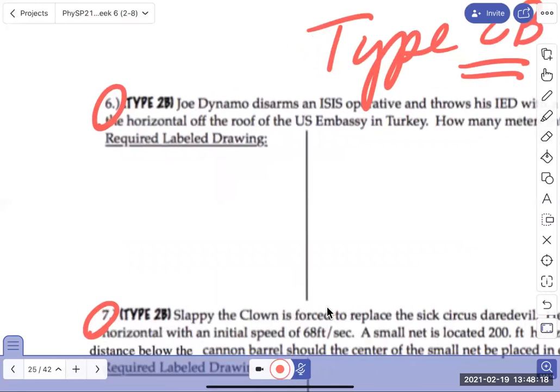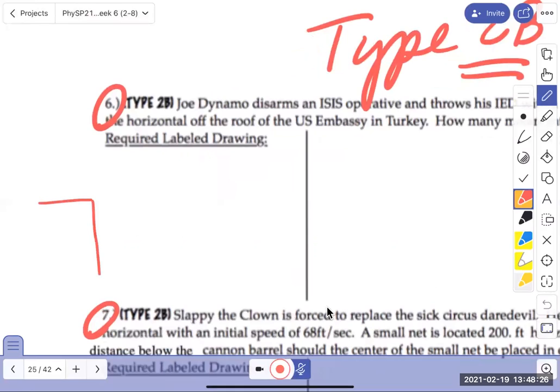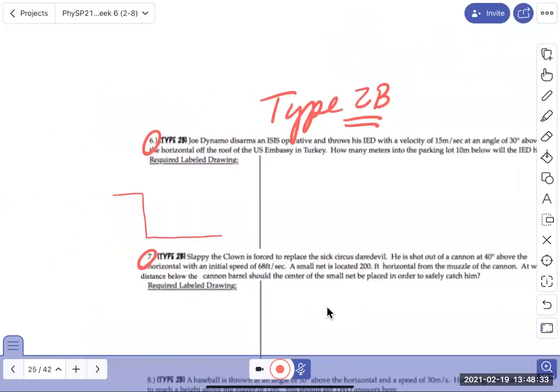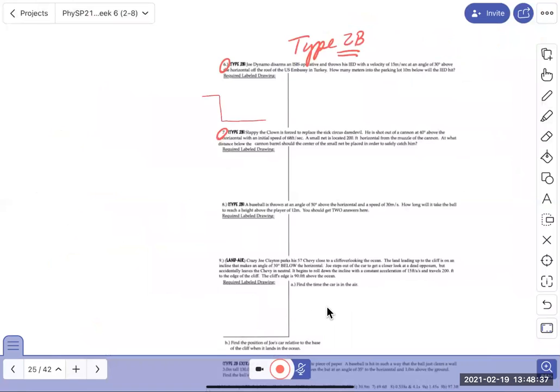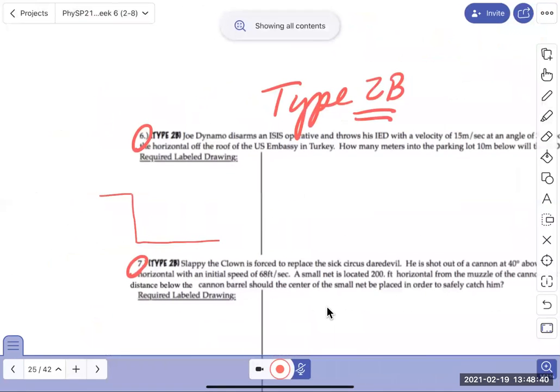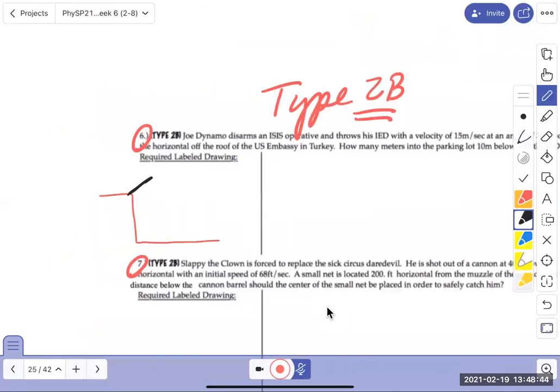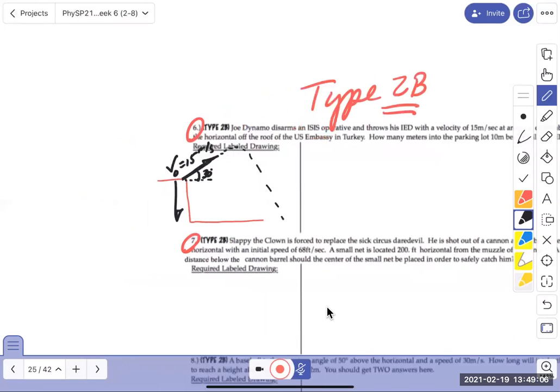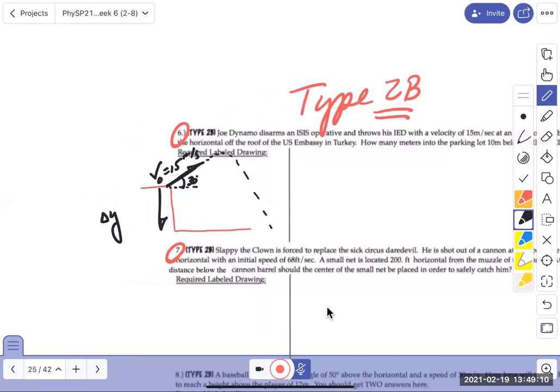So on this one, let's at least set it up. Joe Dynamo disarms an ISIS operative. So he's on top of a roof or something. And here he throws this thing off the roof at 30 degrees. So he's throwing this thing up at 15 meters a second. So V naught, the hypotenuse, is 15 meters a second, and the angle is 30 degrees. But the thing is, this thing comes up and then lands down here. So you have this delta Y that is negative. The delta Y, do we know it? Yeah, parking lot 10 meters below. So my delta Y is equal to -10.